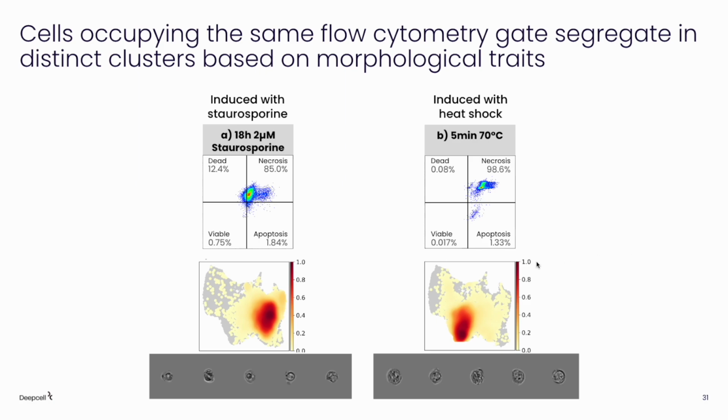Notably, cells which occupy the same flow cytometry gate can be distinguished based on morphological features, which indicates that morphology can monitor subtle changes in sample health status and assess sample quality. For example, here we show 18-hour 2 micromolar staurosporine treatment next to a 5-minute 70°C heat shock, which by flow cytometry have similar necrotic proportions. But staurosporine treatment is known to represent a more advanced stage of necrosis, and this difference can be detected with REM-I imaging.